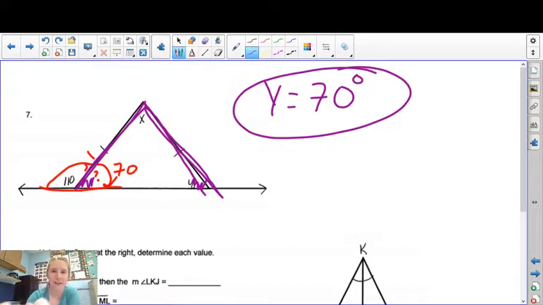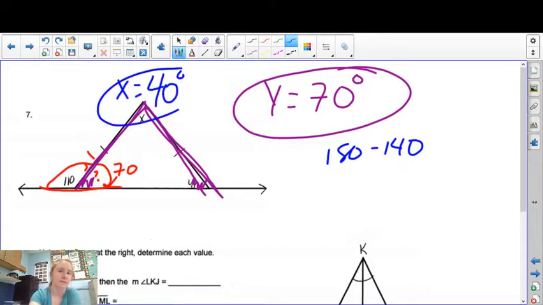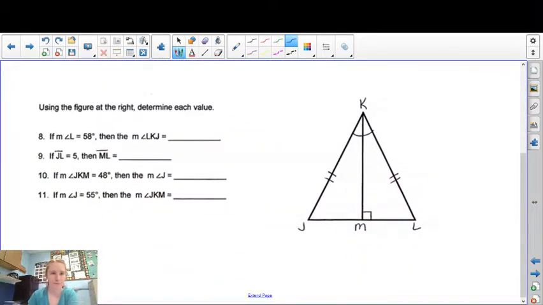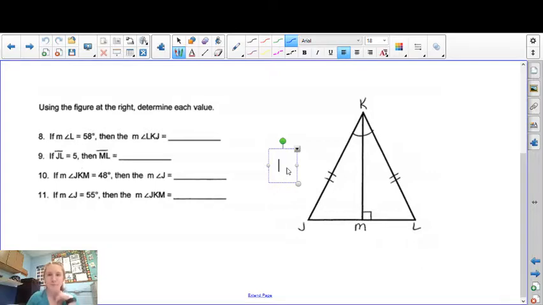And then the whole thing has to add to 180. So 70 and 70 gives me 140. 180 minus 140 gives me 40 more. So x has to be 40 degrees. I'm going to move that next time. Sorry, I'm making a mental note to myself.